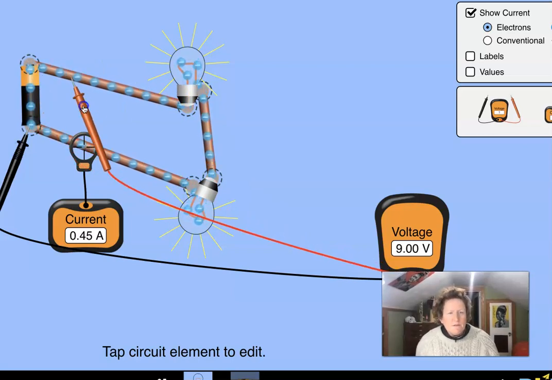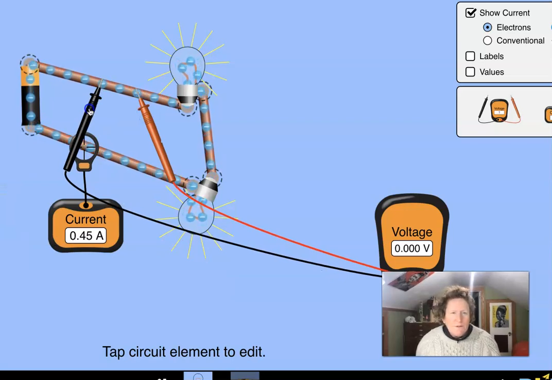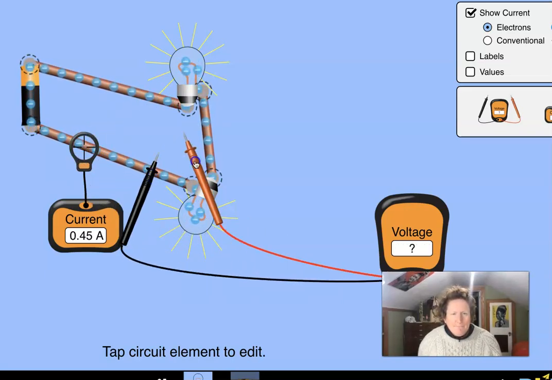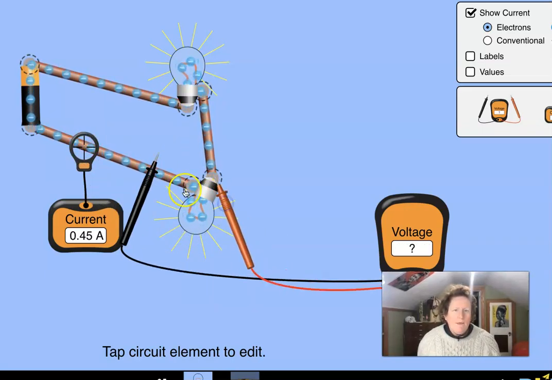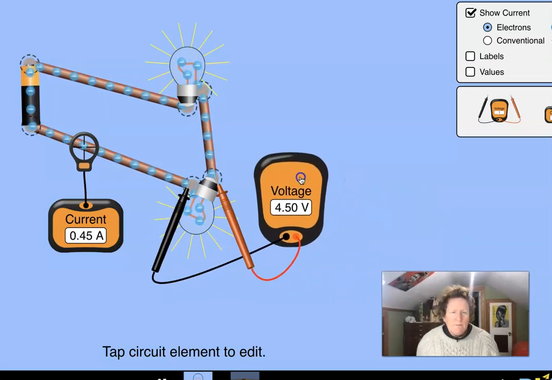Anywhere there's resistance, there's going to be some current. There's going to be some voltage. If I just take it in the wire, I'm not going to find anything. So let's take it across the light bulb, and you could take a picture of something like this. Let's move the voltmeter a little bit closer.